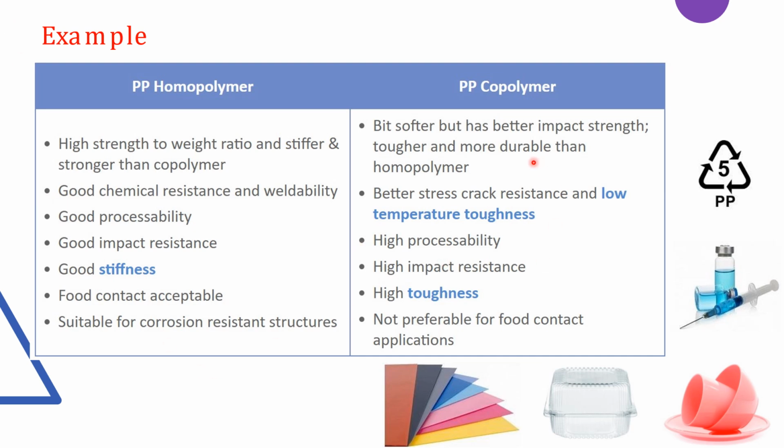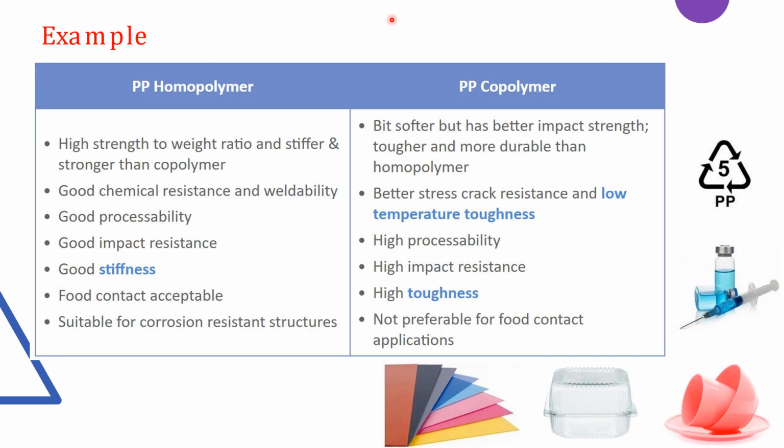For polypropylene copolymers, they are a bit softer than homopolymers but have better impact strength, and are tougher and more durable than homopolymers themselves. Polypropylene copolymers are slightly softer but offer superior toughness and durability, making them ideal for products that require high impact resistance. And then they have better stress crack resistance and low temperature toughness.